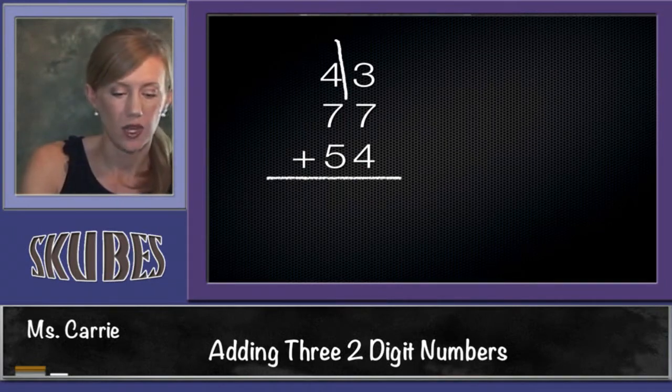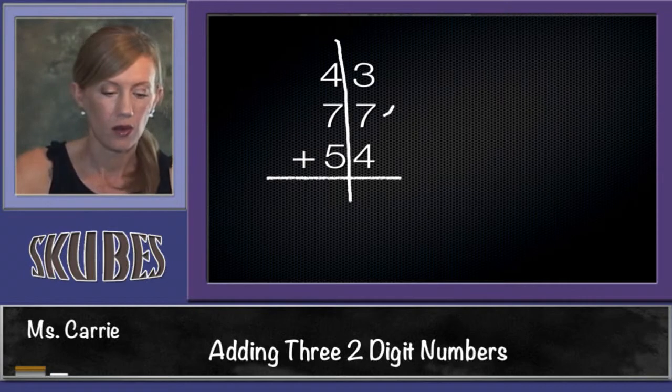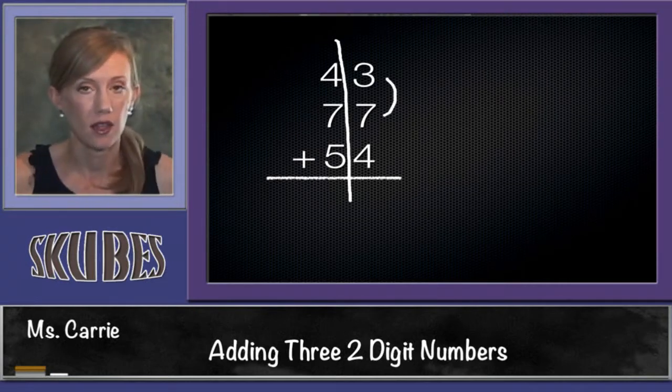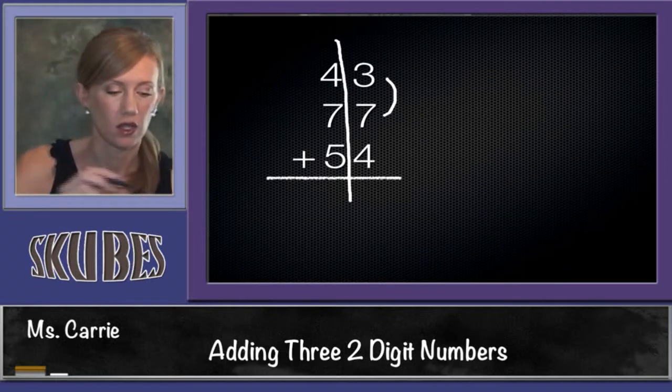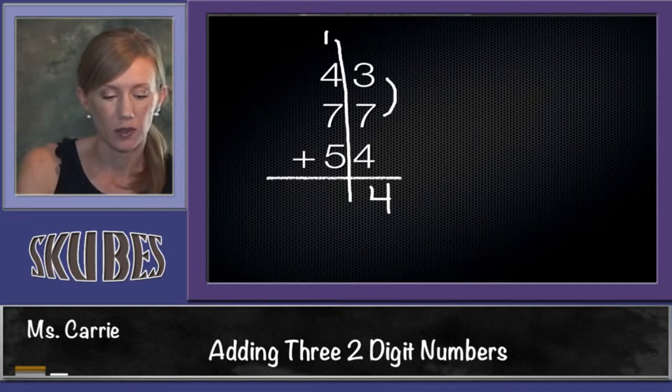Draw our line down the middle, so we start in the ones place. I know that 7 plus 3 is 10. I'm going to add 4 more. 10, 11, 12, 13, 14. Put our 10 over here, and our 4 ones down here.